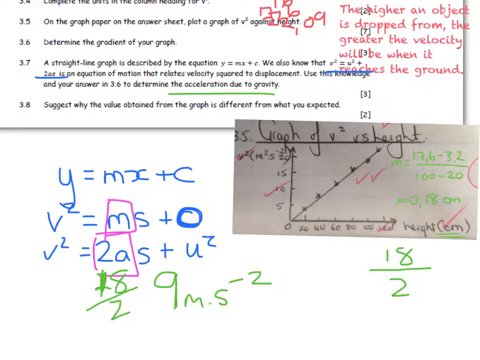Suggest why the value obtained from the graph is different from what you expected. Obviously, you expected this to be 9,8 meters per second squared, and then you need to use your descriptions of air friction, human timing error, all the things that we have discussed when we've done this experiment about 4 times over the years.